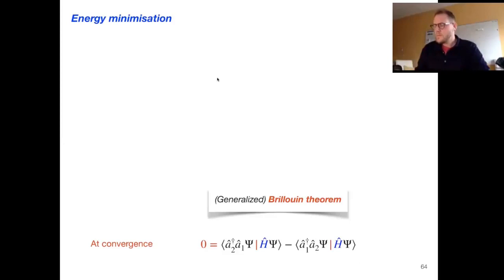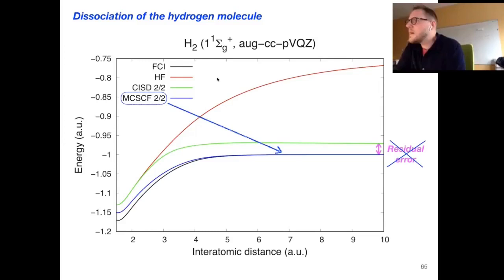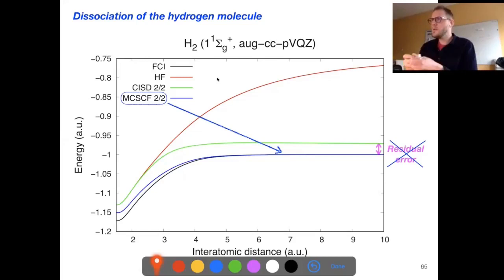Another question. Did the CI singles and doubles two-two calculation use restricted? Yes, all of this is restricted. So you're right, if you are doing Hartree-Fock in an unrestricted procedure, you would get the right dissociation, but you would break the spin symmetry. Okay, so in this case, the unrestricted Hartree-Fock is a good thing.